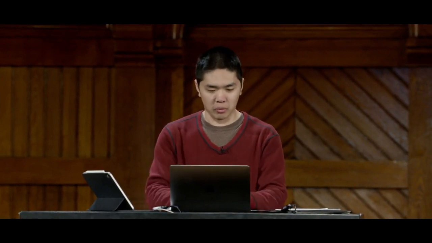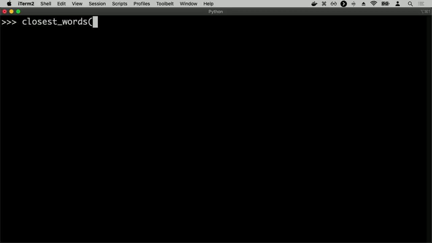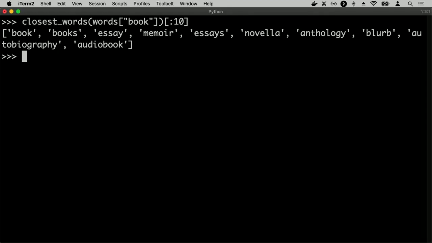I can show you as well, I have a function called closest words that basically just takes a whole bunch of words and gets all the closest words to it. So let me get the closest words to book, for example, and maybe get the 10 closest words. We'll limit ourselves to 10. And it writes book is obviously closest to itself, the word book, but is also closely related to books and essay and memoir and essays and novella, anthology.